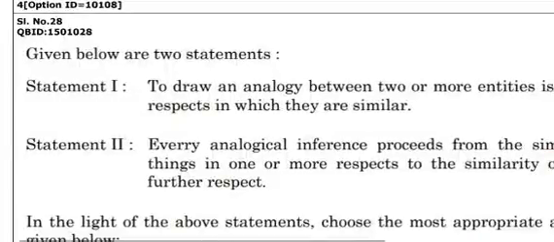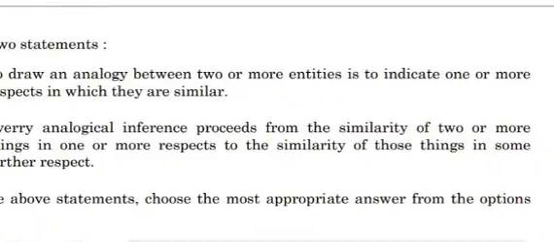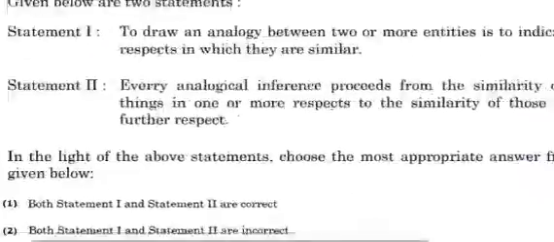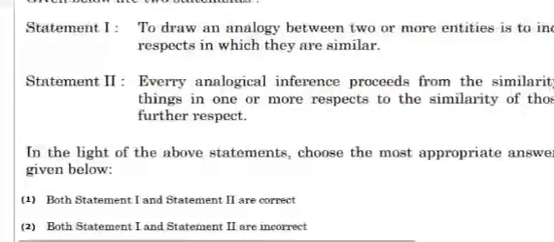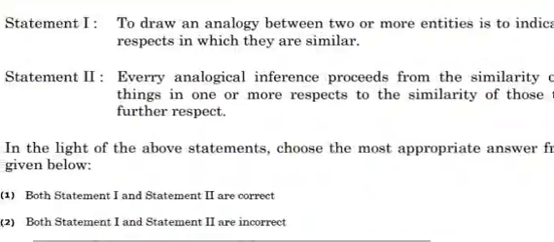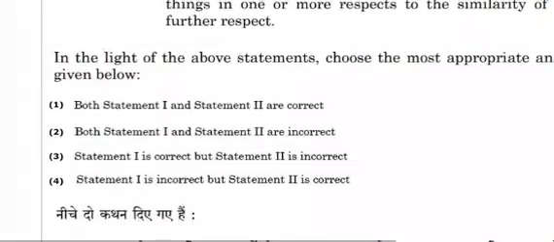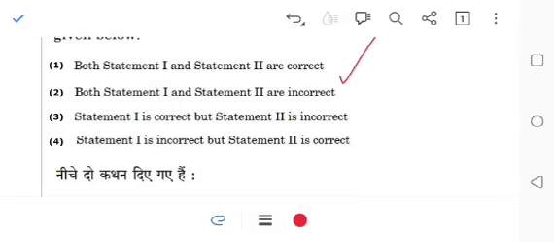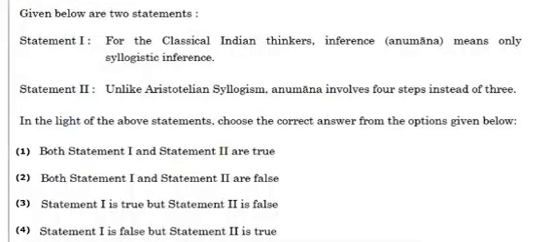28. Given below are two statements. Statement 1 says to draw an analogy between two or more entities is to indicate one or more respects in which they are similar. Statement 2 says every analogical inference proceeds from the similarity of two or more things in one or more respects to the similarity of those things in some future respect. So these are the options. I will not read the options, but let me give you the correct option. As per my research, both statement 1 and 2 are correct. 28 done.